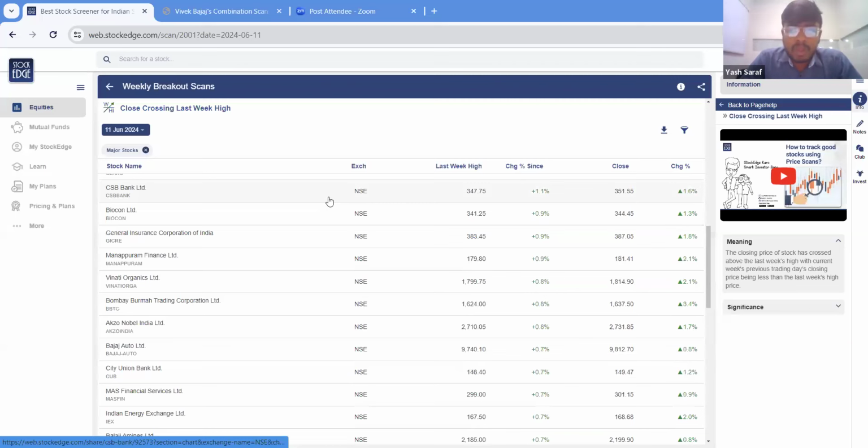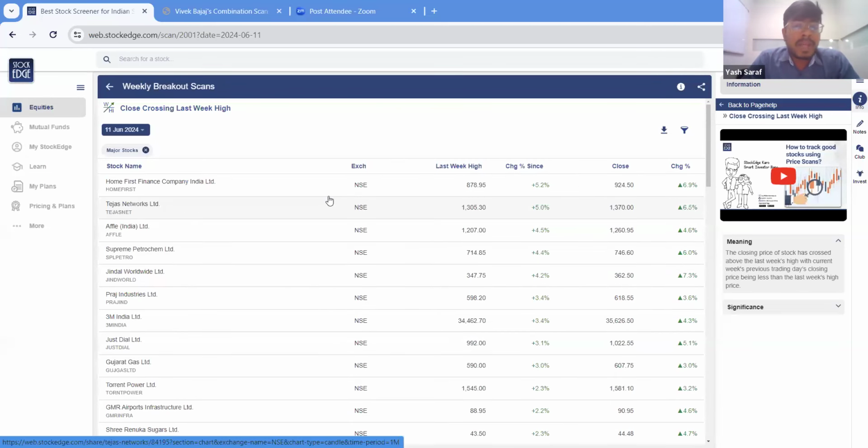Yesterday the market was strong, today also the market was strong. That is the reason so many stocks have been able to cross last week's high and are positive in the current week as well. Okay. So this is how major stocks help you understand the market. If you are in a bad market, for example last week before the election when there was a lot of selling, then if you would have come to this scan, you would have seen very few results. Why? Because at that time markets were weak, right? That was the reason most of the stocks were not able to perform.